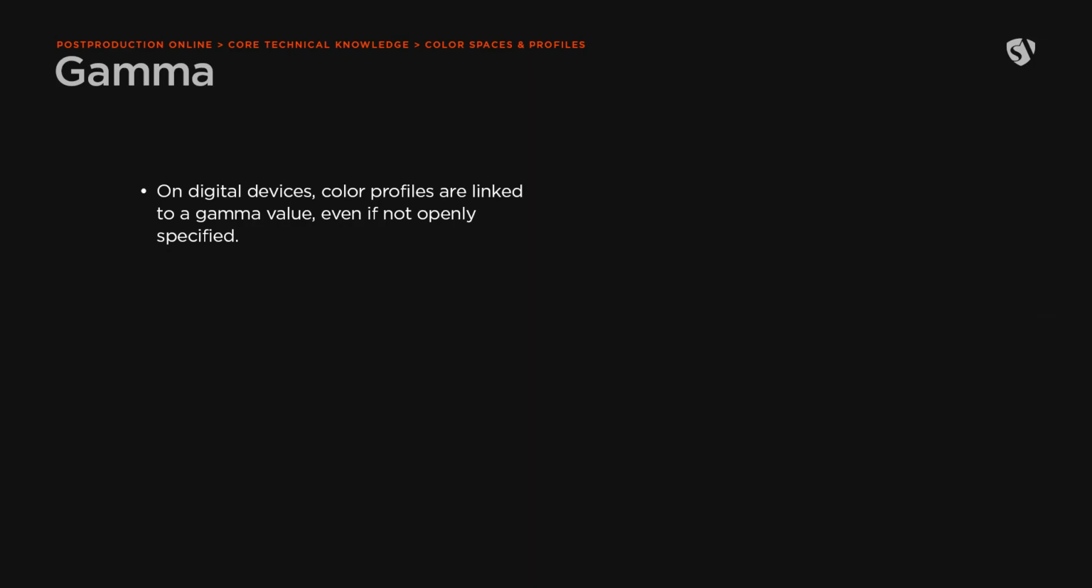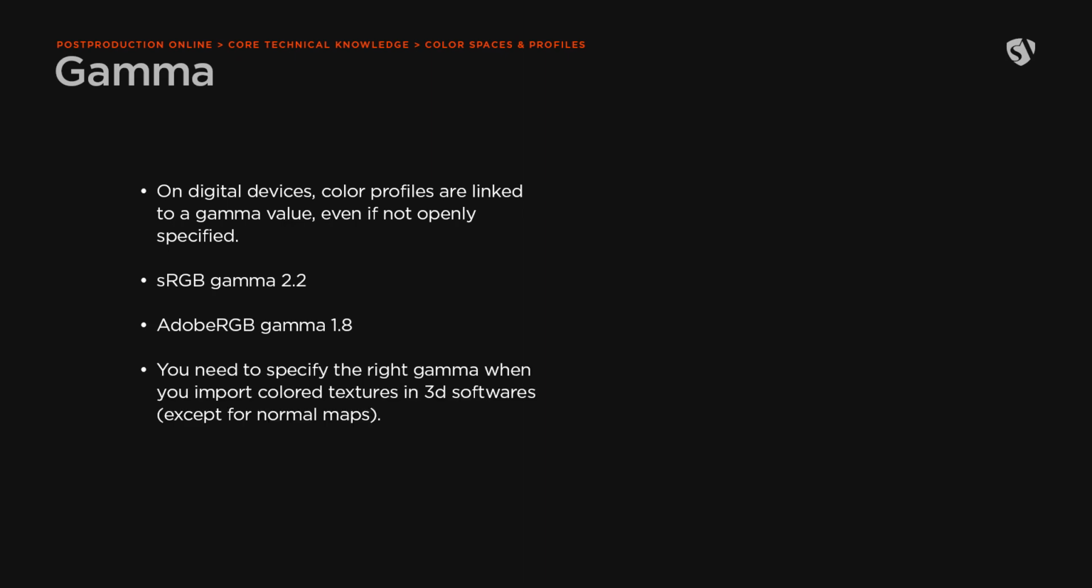Another thing, for digital devices, there's a gamma value associated with it because monitors need luminosity to define the brightness or darkness of a color. For sRGB, it should be 2.2, for Adobe RGB 1.8, etc. Gamma is a crucial factor when we import textures in 3ds Max.